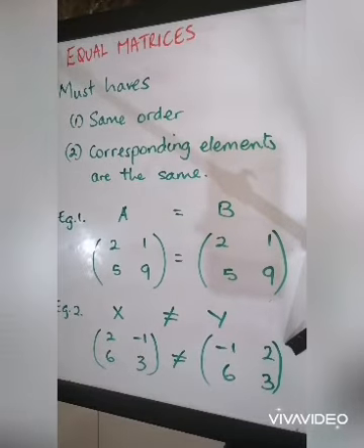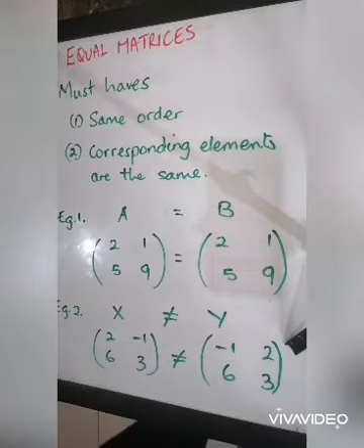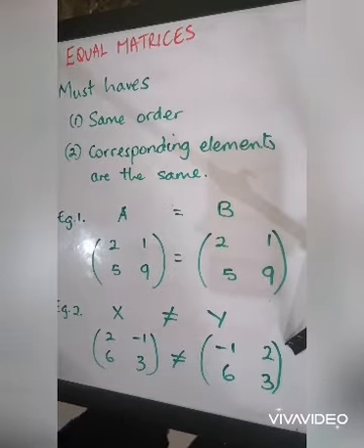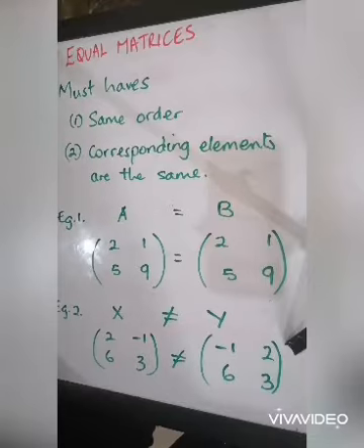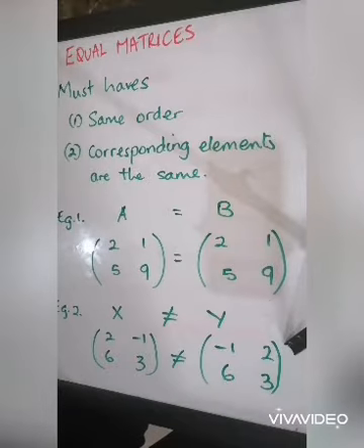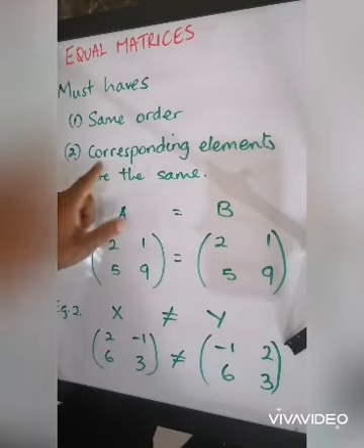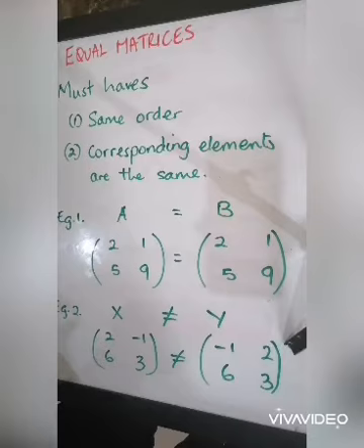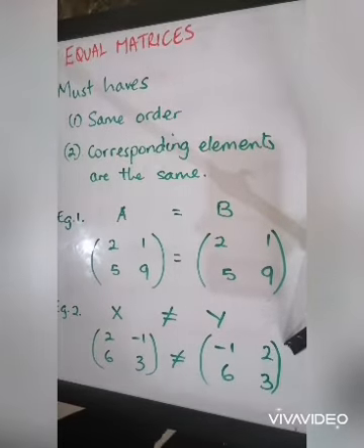Okay, students, so we're doing a topic called equal matrices. For two matrices to be considered equal, they must have something. I call them the must-haves. One, they must have the same order, and we know what order is. And two, they must have corresponding elements that are the same. We learned about corresponding elements when we did addition and subtraction of matrices.